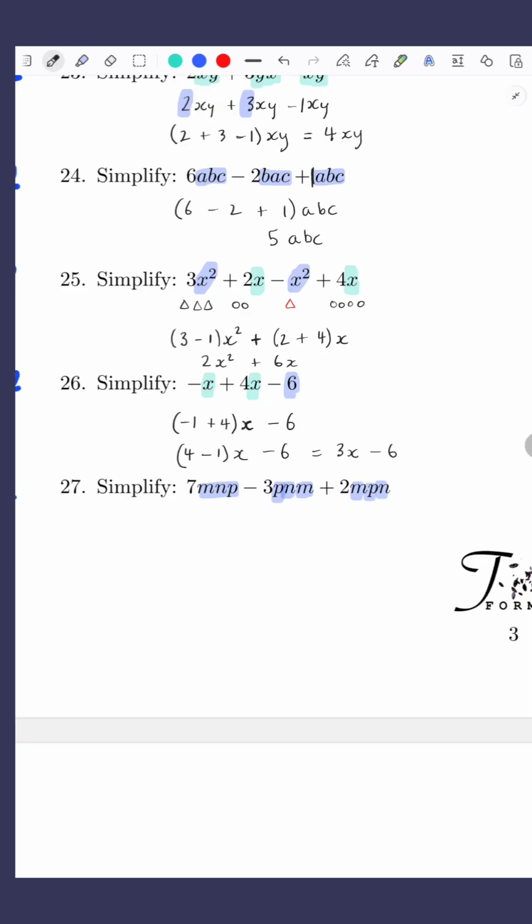And our last one for today is MNP. Yes, they're all the same. So just double checking. 7 take away 3 plus 2. And that's in alphabetical order, MNP, LMNOP, if you have the alphabet. But 7 take away 3 is 4 plus 2, which is 6 MNP. And they're all being multiplied together. And there's your final answer there.